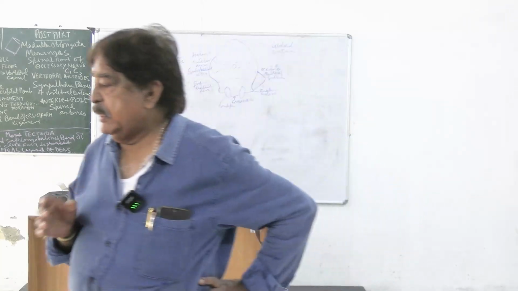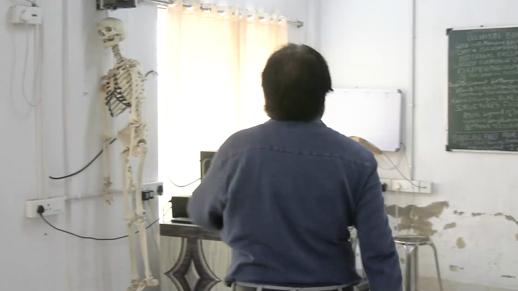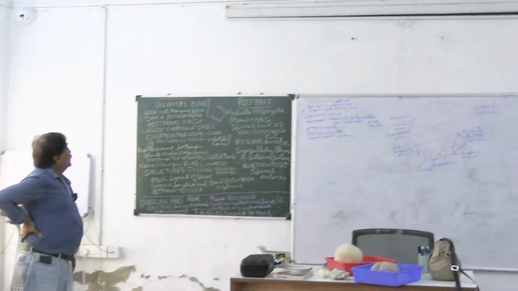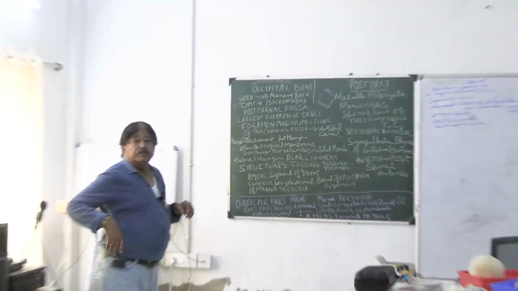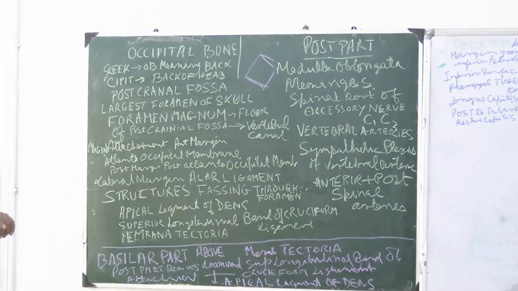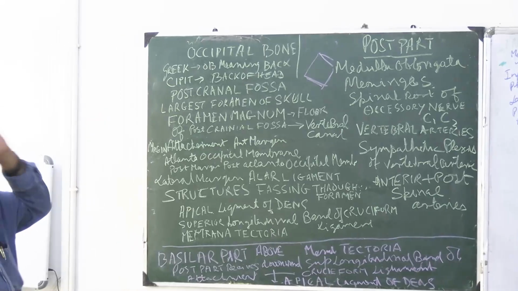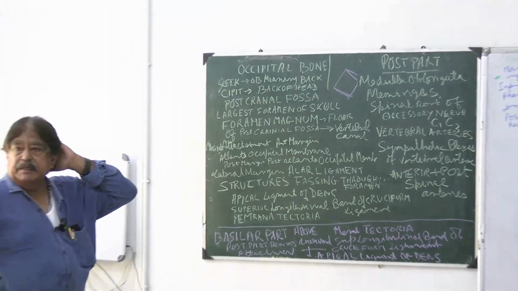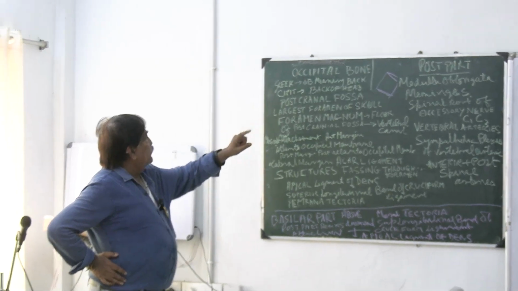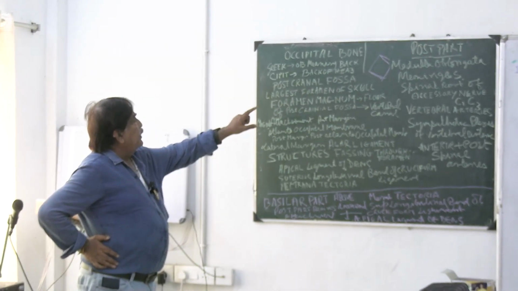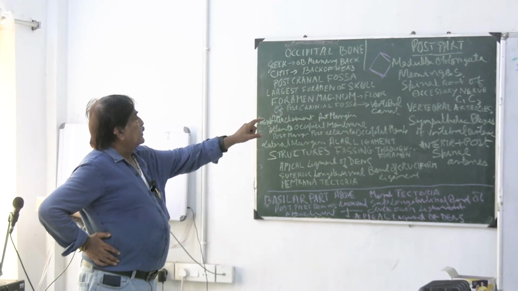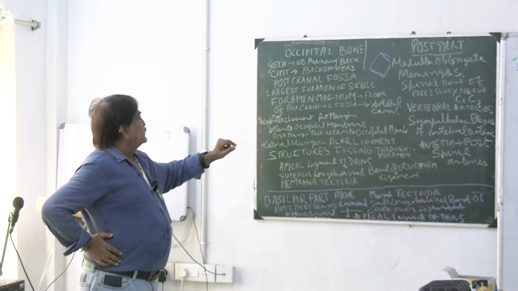Okay, now I would go rather into the, I've told you, the occipital bone. It comes from the Greek word ob meaning back, cipit meaning back of the head, and posterior cranial fossa. Largest foramen of skull, foramen magnum, floor of the posterior cranial fossa, vertebral canal is there.